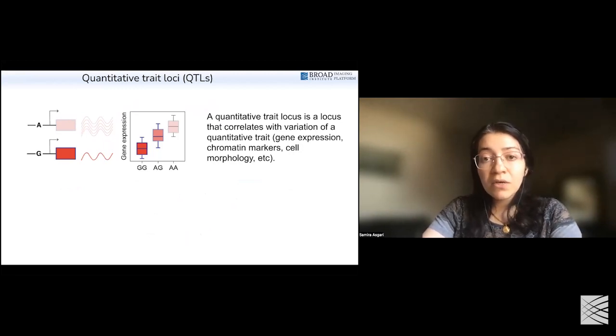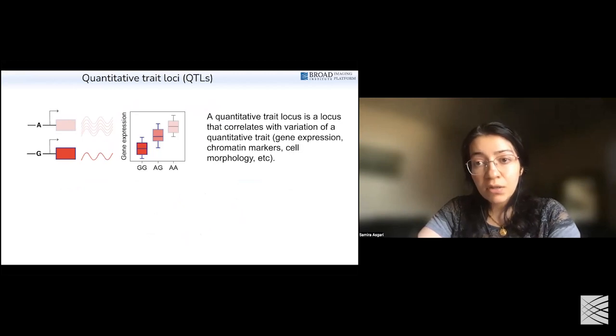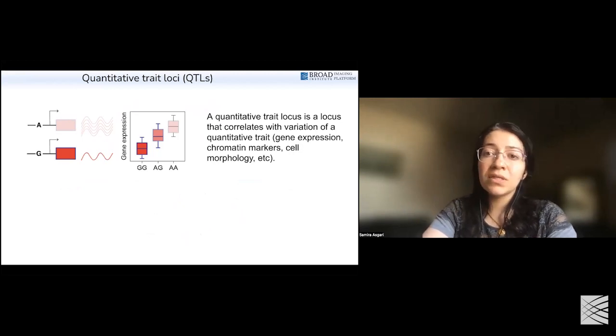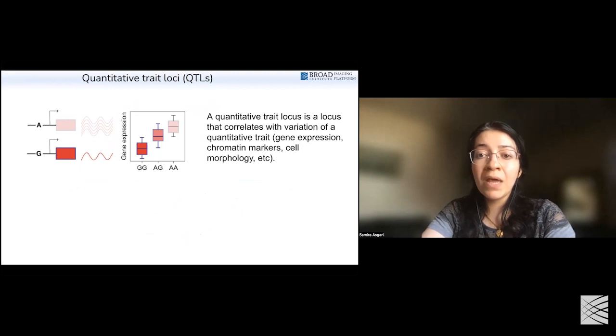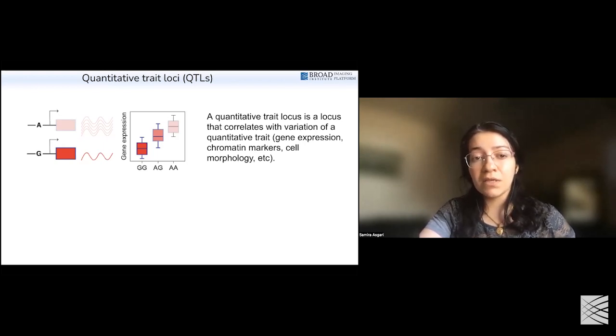And for those of you who may not know what a quantitative trait locus is, it is a specific place in the genome where variation in that locus is associated with change in a quantitative trait. That quantitative trait may be gene expression, it may be chromatin markers, it may be cell morphology. The scheme that I show here shows an eQTL, an expression quantitative trait locus, where a genetic variant at a specific locus affects the expression of a nearby gene.